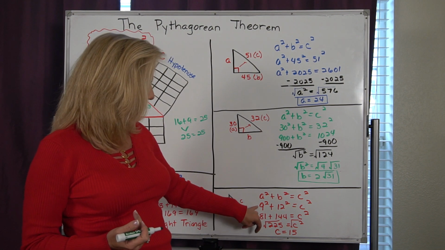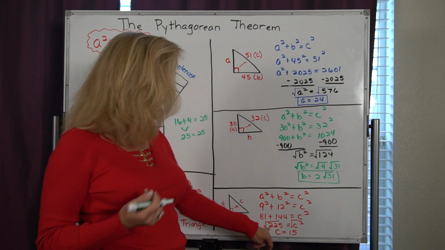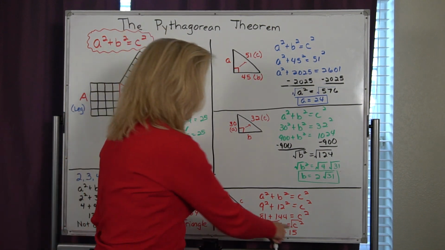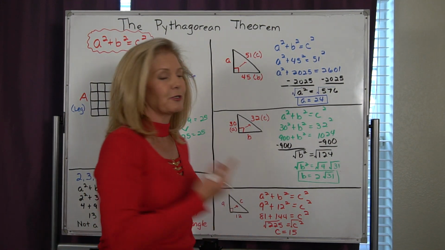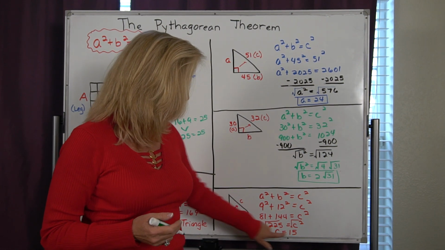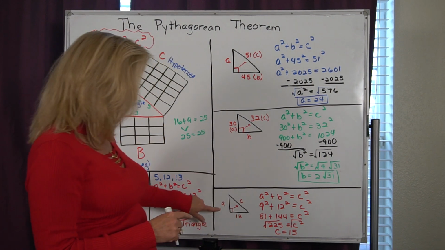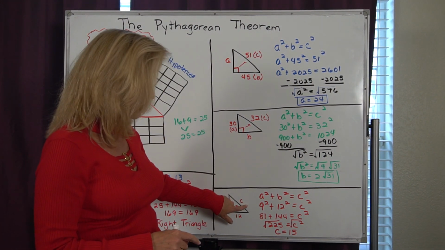And so when I take 9 squared plus 12 squared, I actually get 225. Again, we lucked out because when we take the square root of both sides, 225 actually happens to be a perfect square, and I get c equals 15, which means the lengths of sides for this right triangle would have to be 9, 12, and 15.